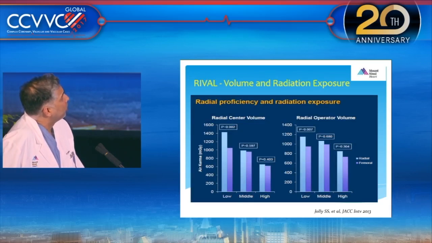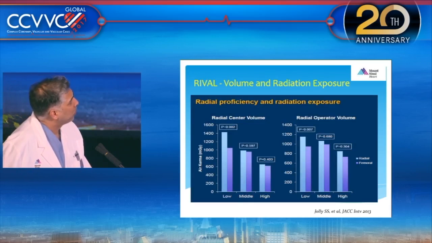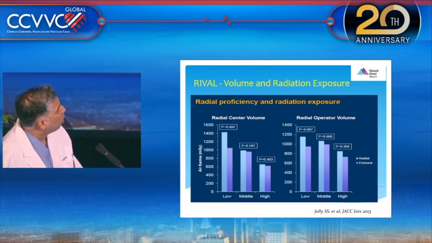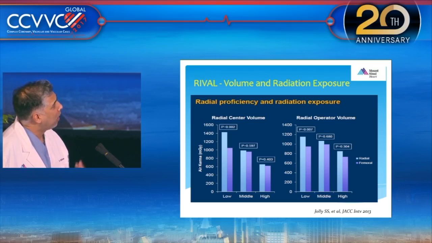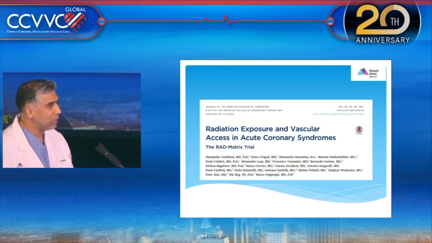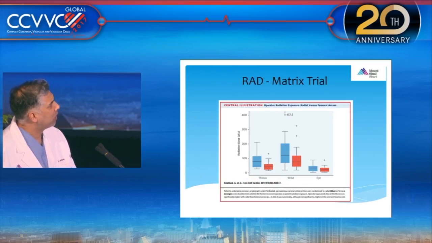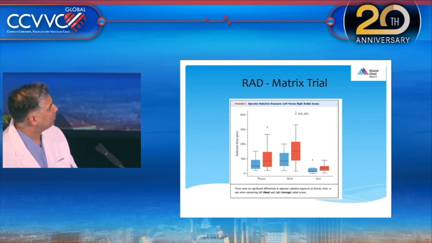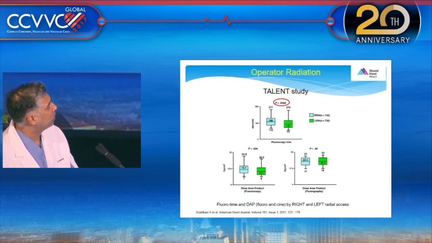This looks at radial proficiency and radiation exposure from the RIVAL trial, and it was really only in the low center volume and low operator volume that there was a difference in the radiation exposure. That's been slightly debunked in the RADIATION MATRIX trial. They looked at radiation in that randomized trial, and there was slightly higher radiation at the thorax for the operator, and there was no difference between right or left radial.